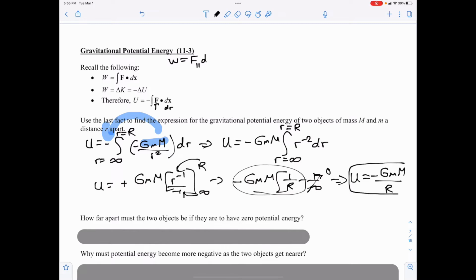This is the gravitational potential energy that is more universal, for any distance r away, not just at the surface of the Earth. This right here is just the surface of the Earth.